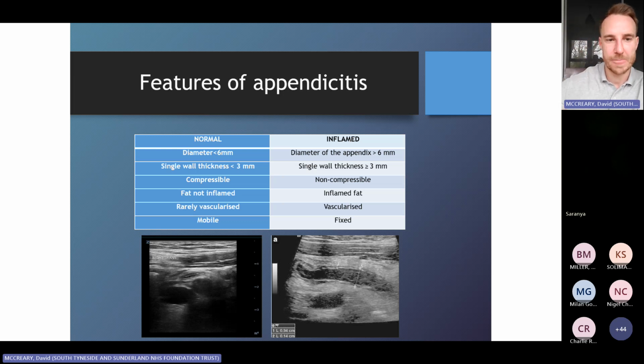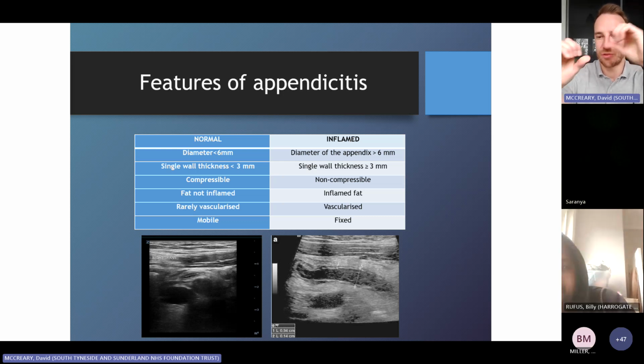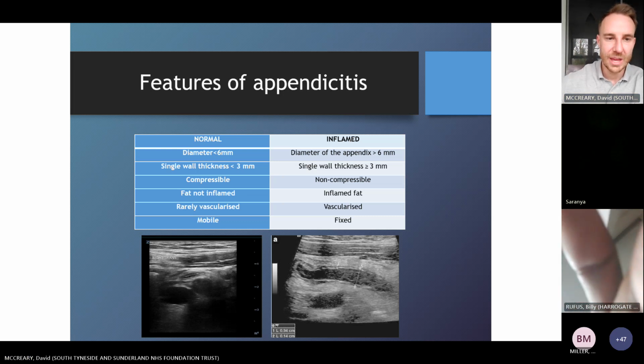Does that make sense? We've said it should be non-compressible. So appendicitis will be non-compressible. A normal appendix will compress a little bit with a bit of pressure. It'll go from a very circular structure to a flattened kind of oval.